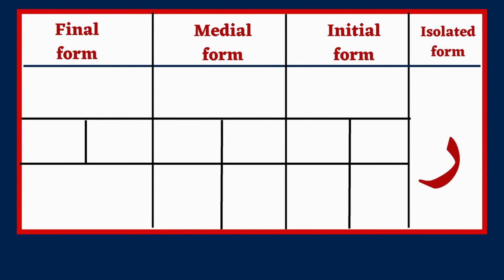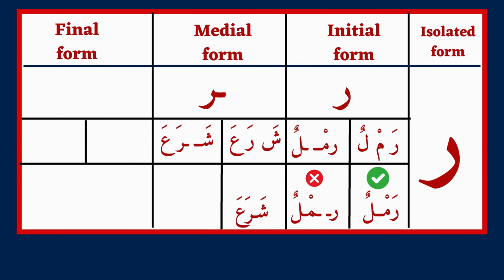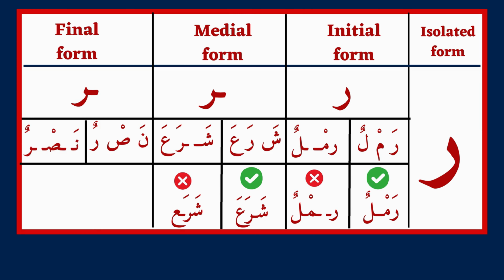The same rules of dal also apply to ra. See how we join ra to other letters in the beginning. Can you see? This is how we join it in the middle. Can you see? Now in final form, this is how we join another letter to it. Can you see it?